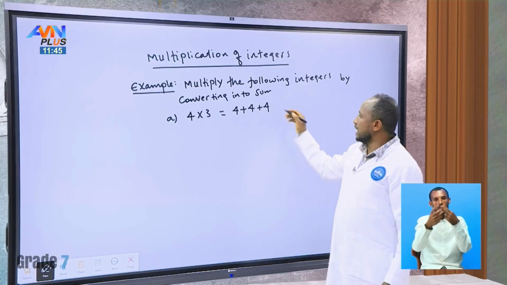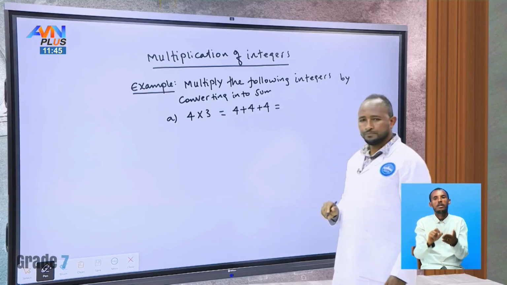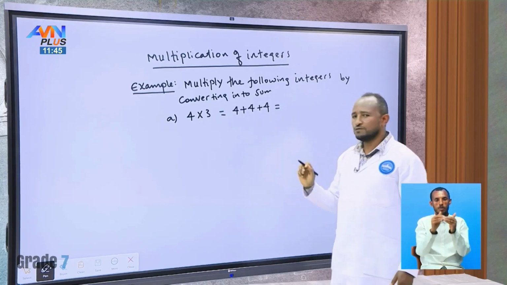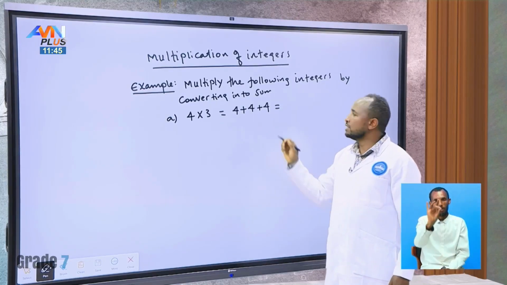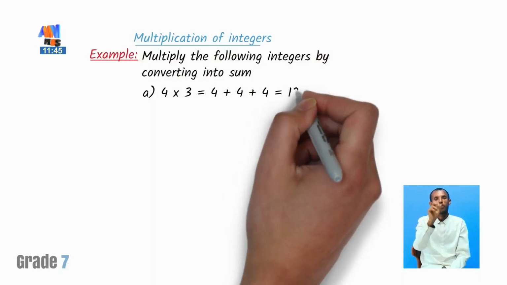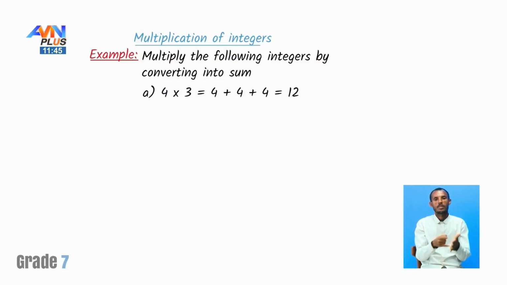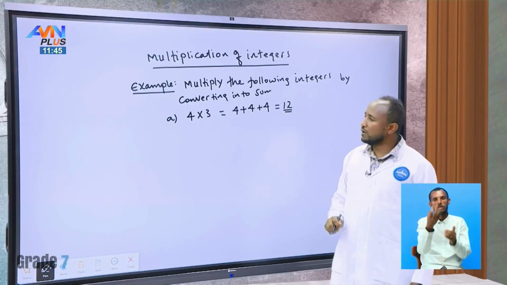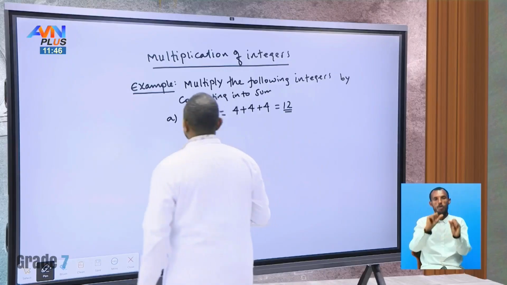Therefore, we can add this to get the product. 4 plus 4 is 8. 8 plus 4 is 12. That's it. Therefore, the product of these two integers, 4 times 3, gives you 12. Now, let's continue to another example.